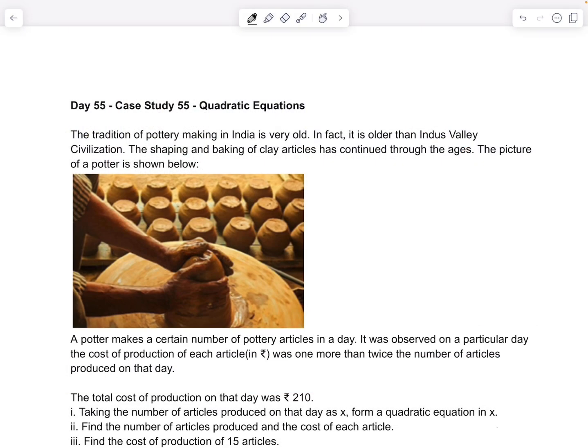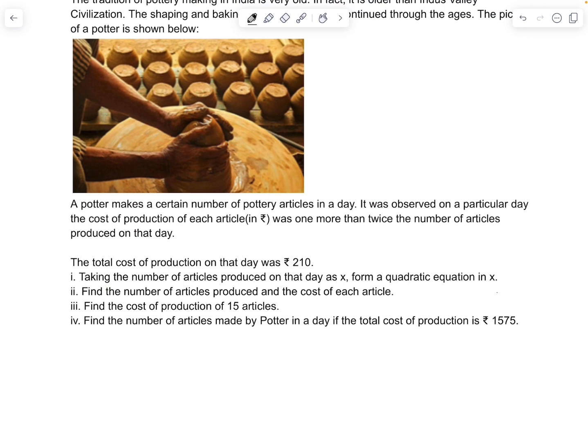The question goes like this. The tradition of pottery making in India is very old. In fact, it is older than the Indus Valley civilization. The shaping and baking of clay articles has continued through the ages. The picture of a potter is shown below. A potter makes a certain number of pottery articles in a day. It was observed on a particular day the cost of production of each article was one more than twice the number of articles produced on that day. Total cost of production on that day was rupees 210.